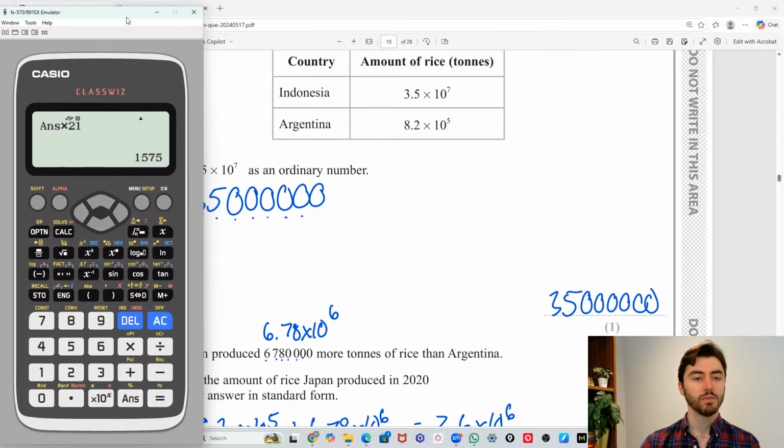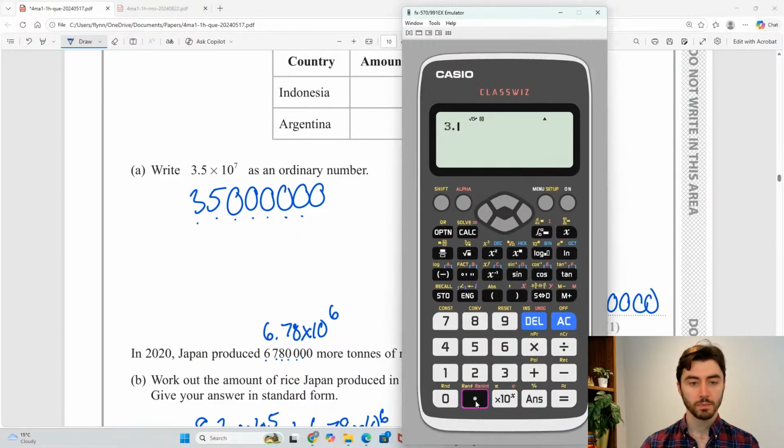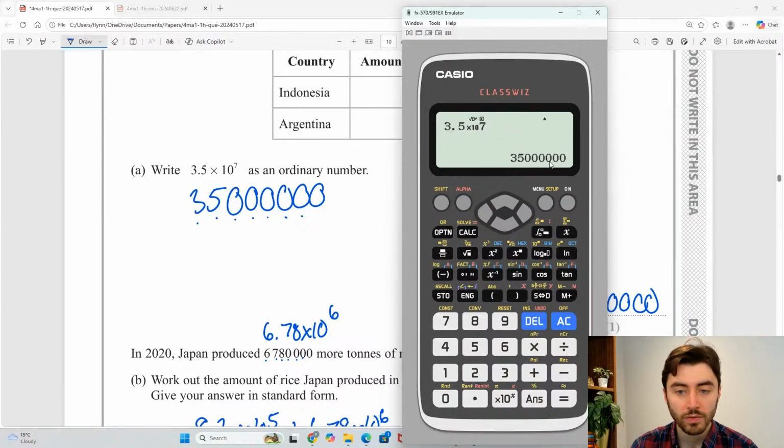Write this as an order. And I wonder, 3.5 times 10 to the 7. Yeah, it just does it for you. So 3, 5, 1, 2, 3, 4, 5, 6 zeros. I was correct.